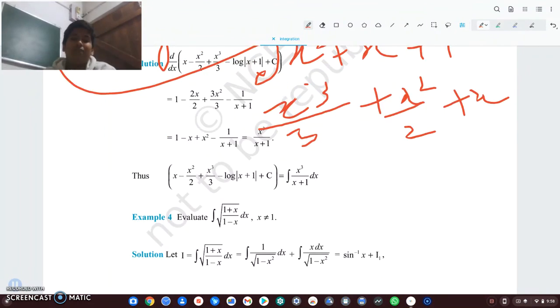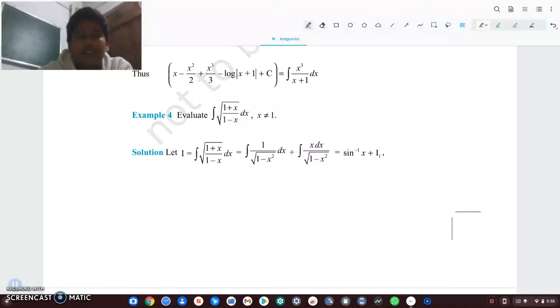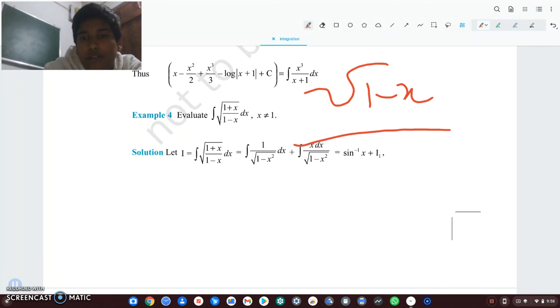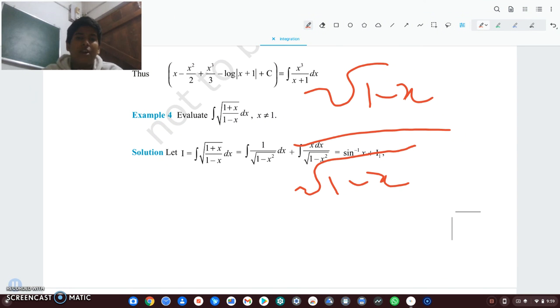Now moving further, we have one more question. Slowly the concept will increase, as you should know. First we have to think how we can make it easy and simplified, as we have to remove the root under from the numerator. That is the main concept. To remove it, we can multiply by root under 1 minus x upon root under 1 minus x, since we are multiplying by 1, in both the numerator and the denominator.